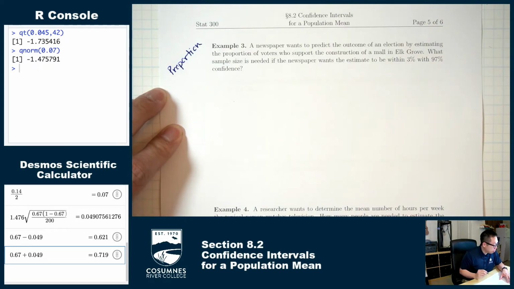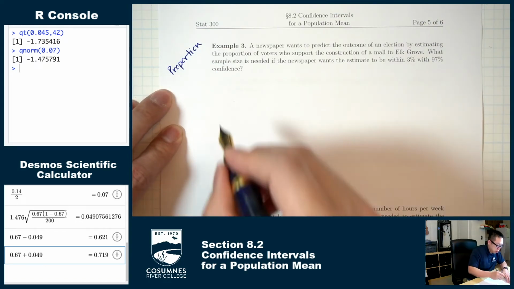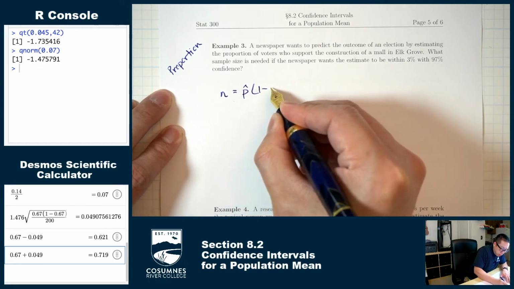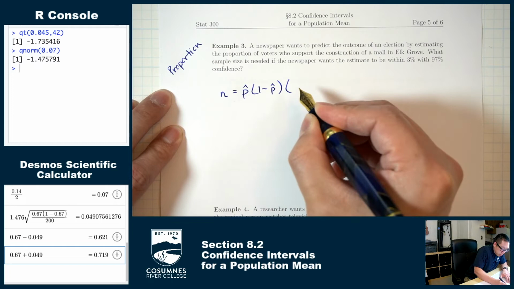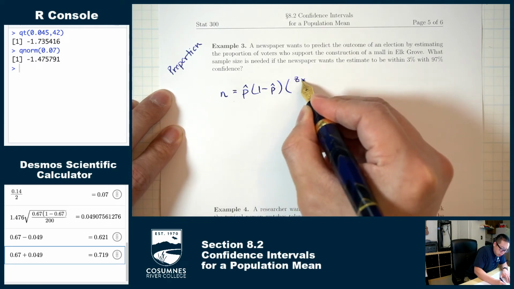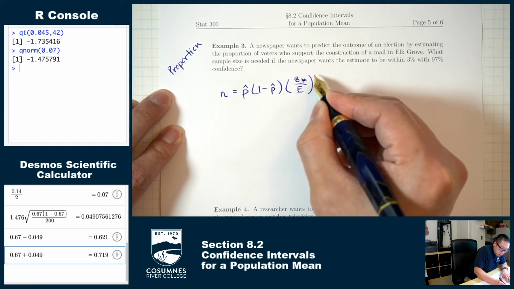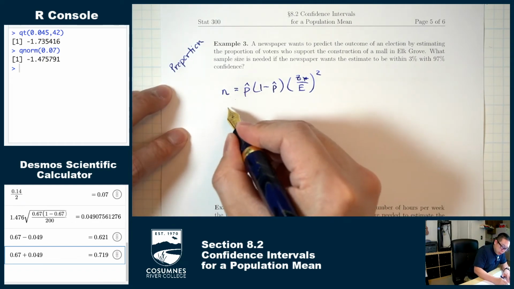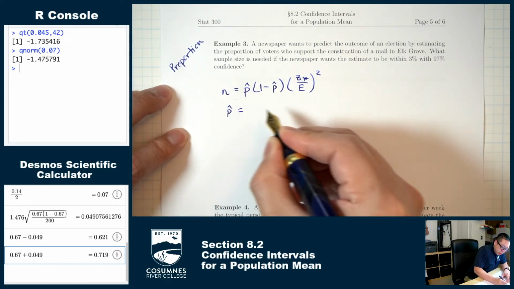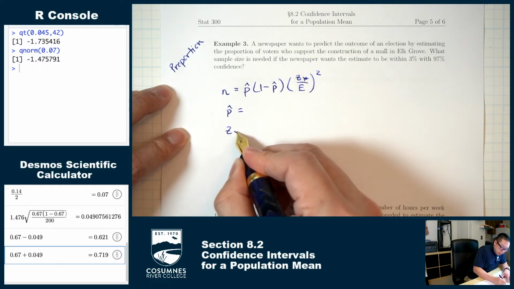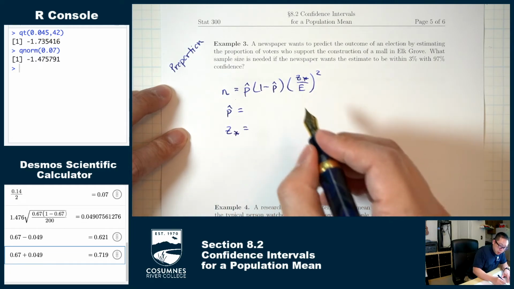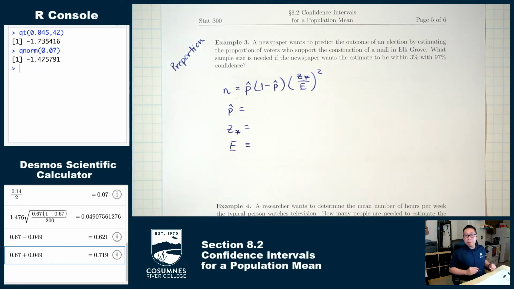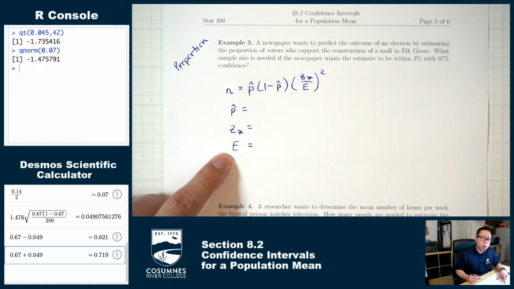And let me write down the sample size formula for proportions. It's going to be p hat, 1 minus p hat, z star over e squared. So I'll need to find something to plug in for p hat, something to plug in for z star, and something to plug in for e. Let's start with e. e stands for margin of error.